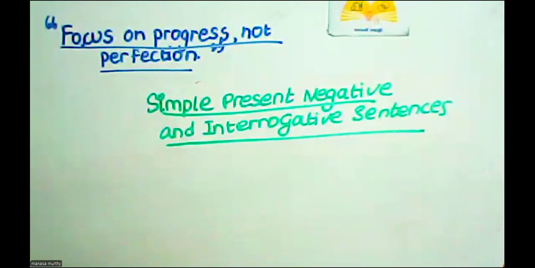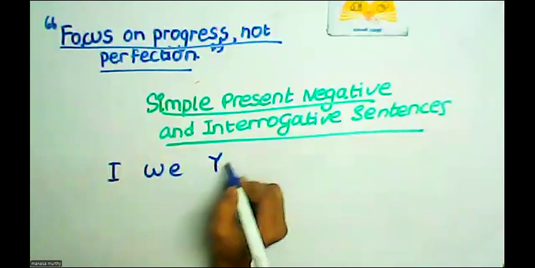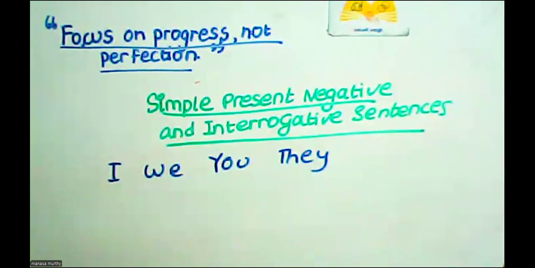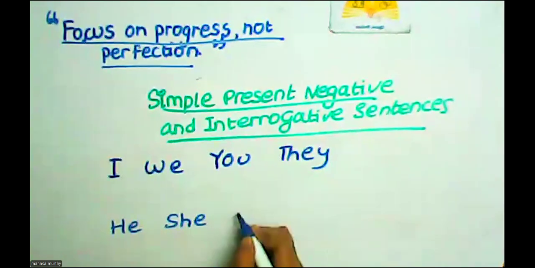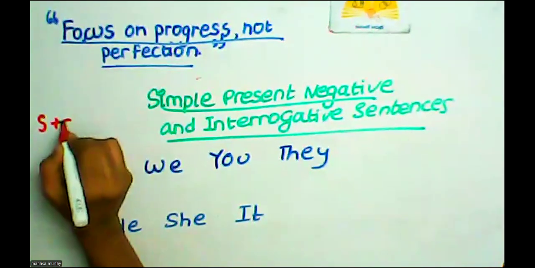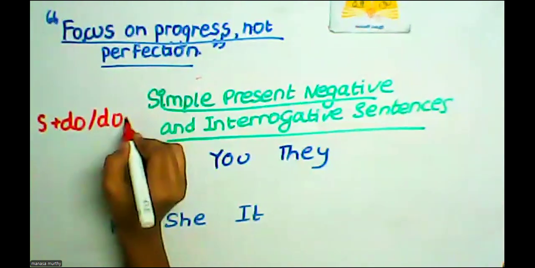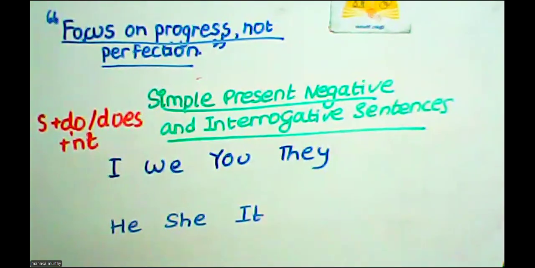In simple present, how do we formulate a negative sentence? I, we, you, they. It is very much clear. I, we, you, they, he, she, it are the subjects that we commonly use. So when and how do we use the negative form? Subject, do or does, along with that n't. Subject along with do or does n't.